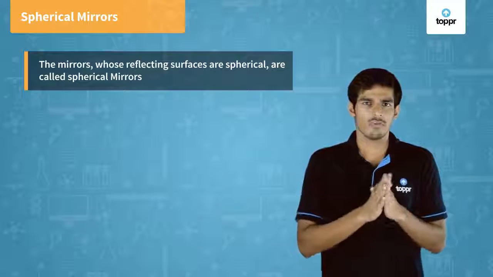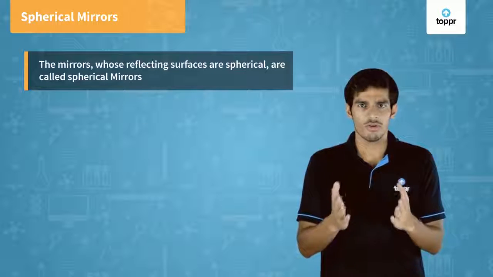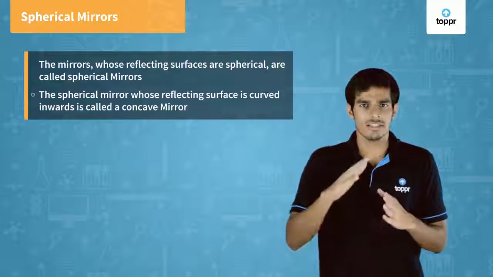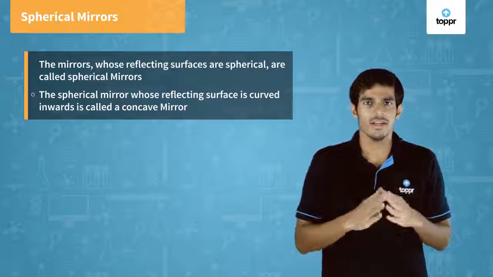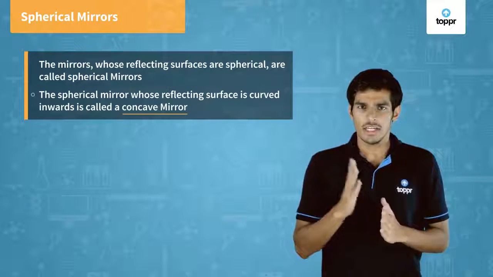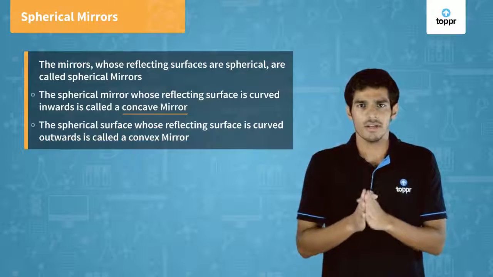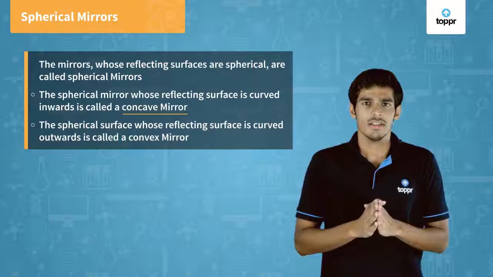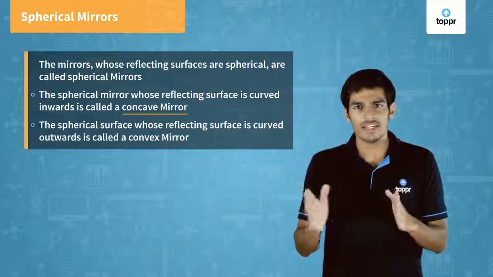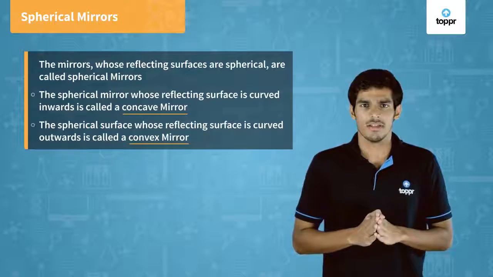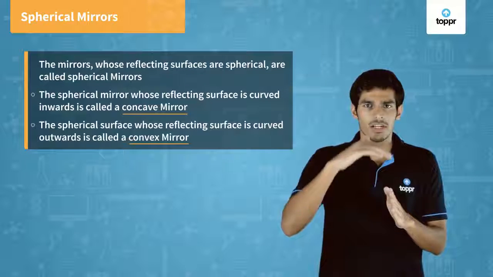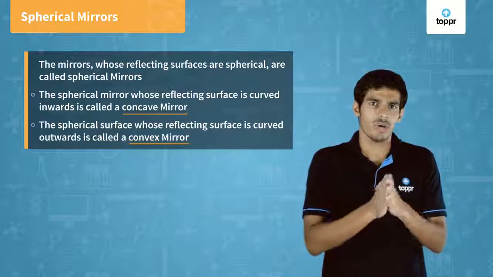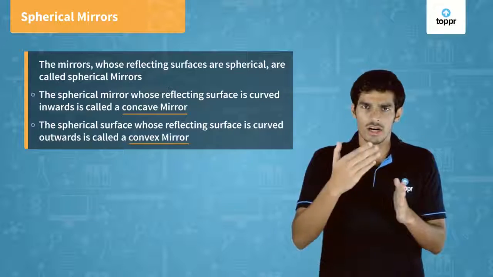The reflecting surface of the mirrors can be curved inwards or outwards. If the reflecting surface is curved inwards, that is, the reflecting surface points towards the center, it is called a concave mirror. If the reflecting surface of the mirror is curved outwards, that is, the reflecting surface points away from the center, it is called a convex mirror. In the activity we performed, we can see that the surface of the spoon bulged inwards can be approximated to a concave mirror, and the surface bulged outwards can be approximated as a convex mirror.